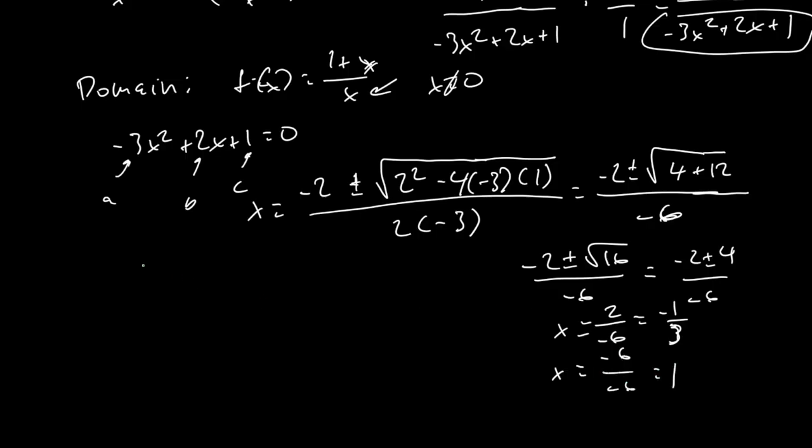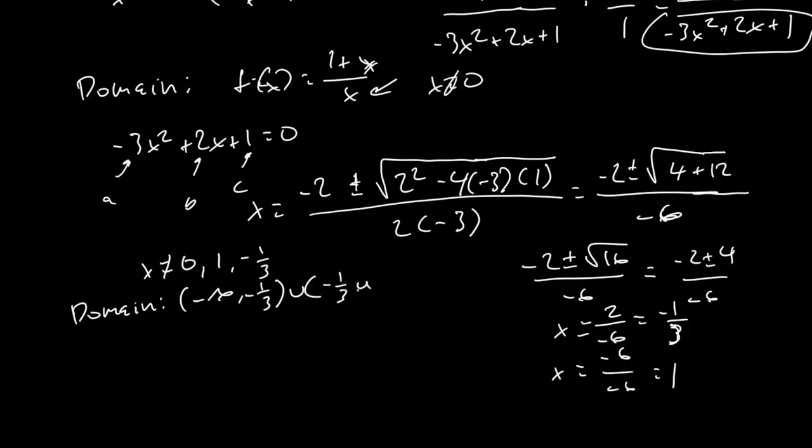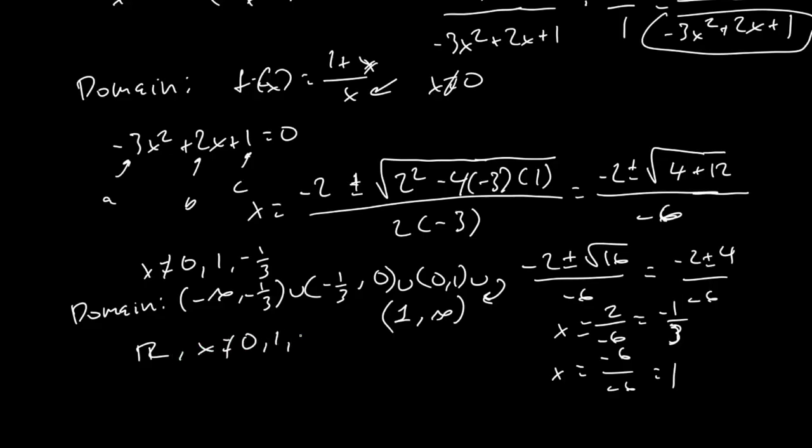So x cannot equal 0, 1, and negative 1/3. So the final domain would be negative infinity to negative 1/3, union negative 1/3 to 0, union 0 to 1, union 1 to infinity. Or you can just write all real numbers where x does not equal 0, 1, and negative 1/3.